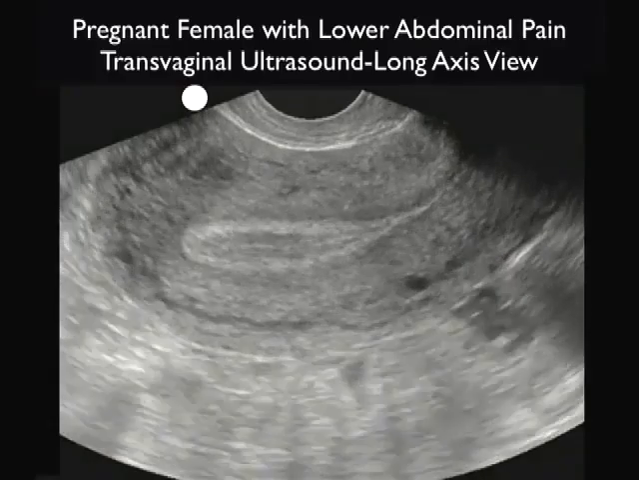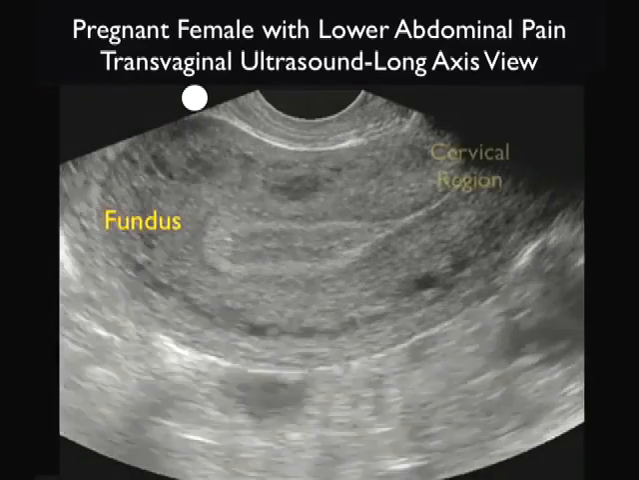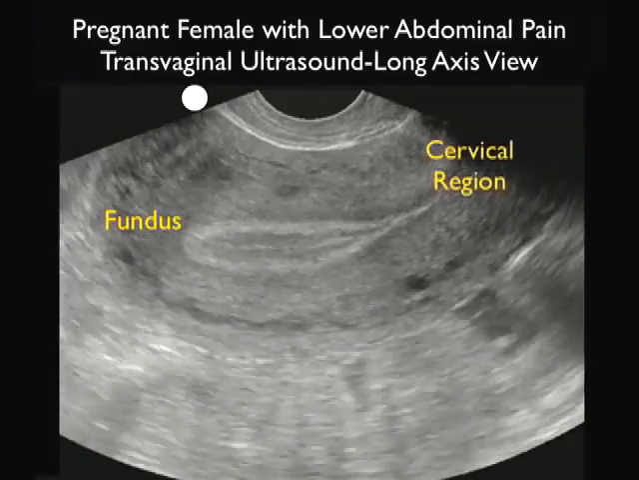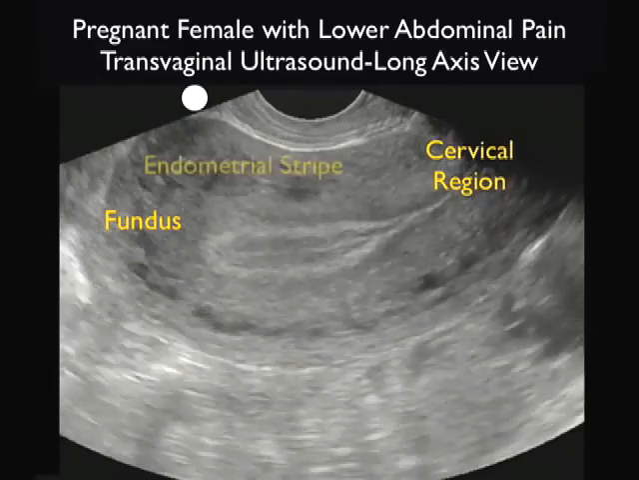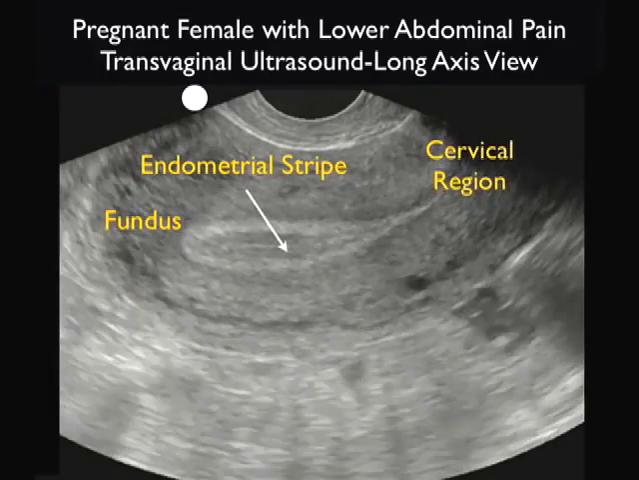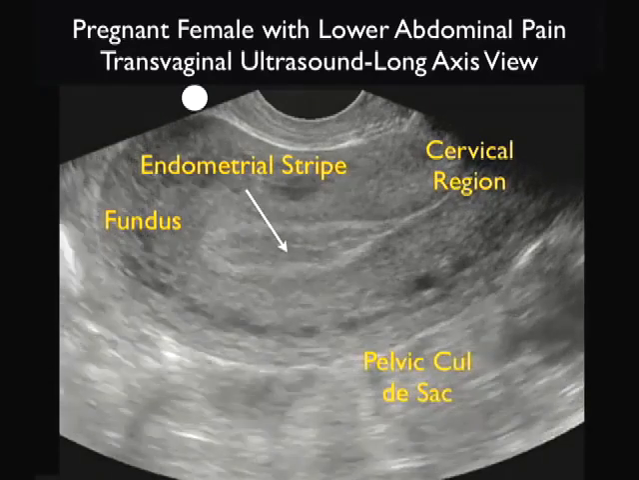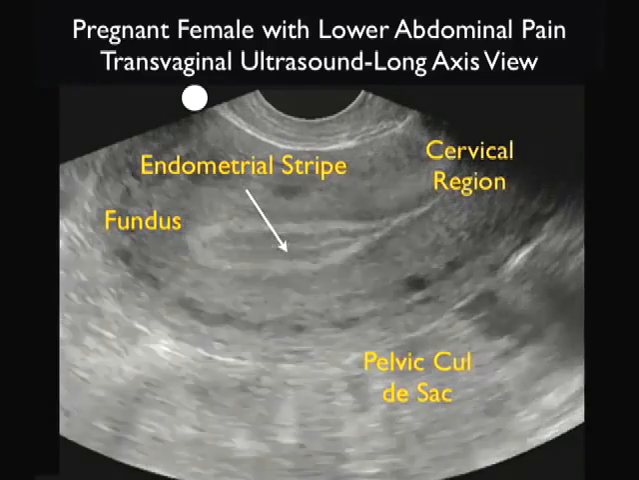So let's review the transvaginal ultrasound images that we obtained from the case. Here's the ultrasound image that we obtained from our patient. This is a long axis configuration, so we see the fundus of the uterus located to the left and the cervix to the right. Note the thickened endometrial stripe coming down the midline of the uterus. It's that white area in the interior of the uterus. And note also the pelvic cul-de-sac, the potential space where fluid can accumulate posterior to the uterus.